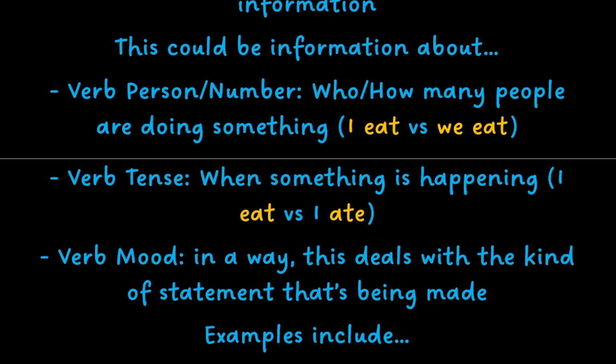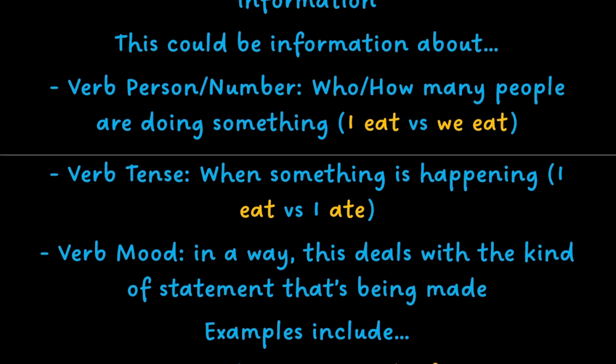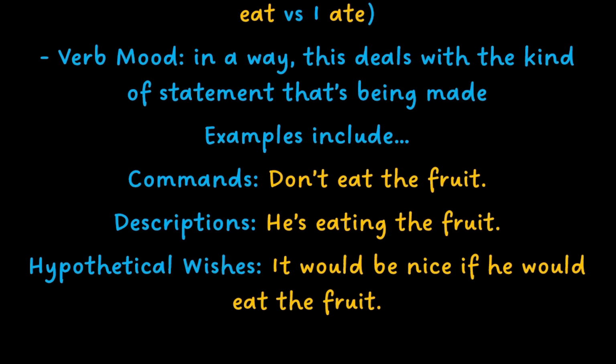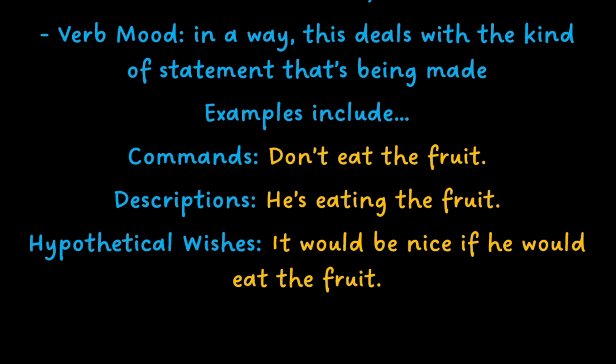And it also deals with verb mood, which in a way deals with the kind of statement that's being made. For example, there can be commands, such as don't eat the fruit, descriptions, such as he's eating the fruit, and hypothetical wishes, such as it would be nice if he would eat the fruit.